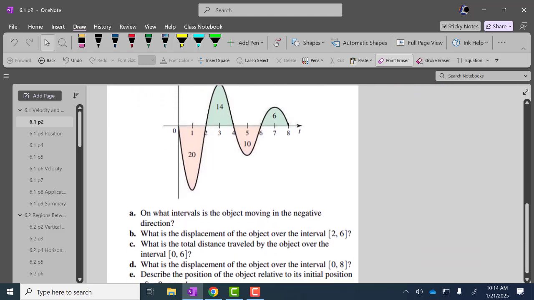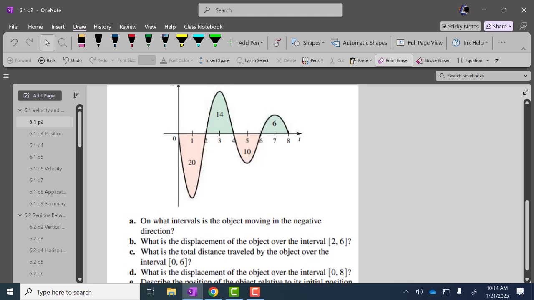Okay, so part A says, on what intervals is the object moving in the negative direction? So intervals where the object, the ball, whatever you're envisioning, is moving in the negative direction. So for us, that means moving left. What is the first interval where it's moving left? 0 to 2. Parentheses or brackets? Bracket. How fast is the object moving at t equals 2? 0. So it's not moving left or right at 2 because its velocity is 0.